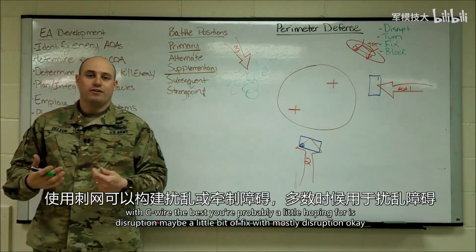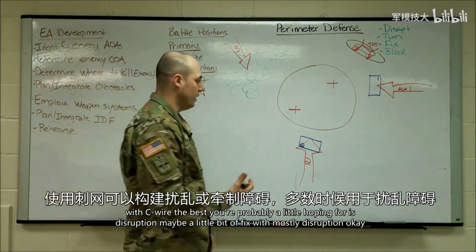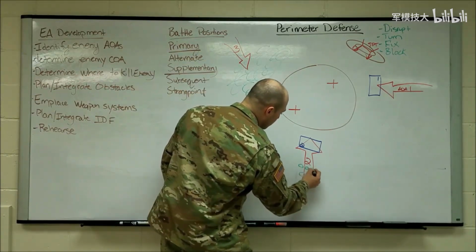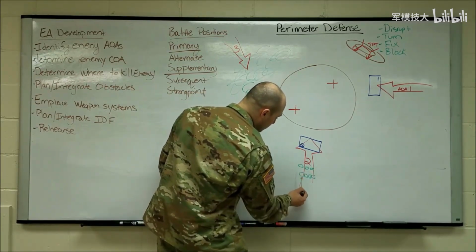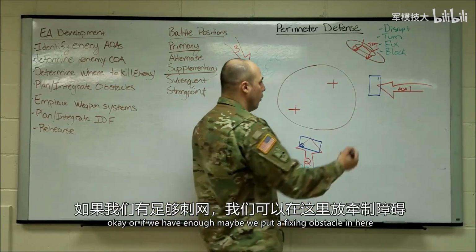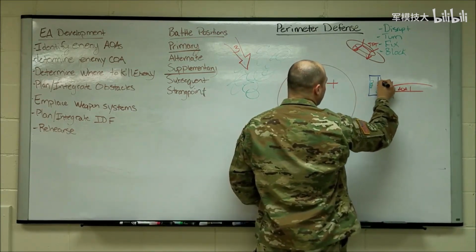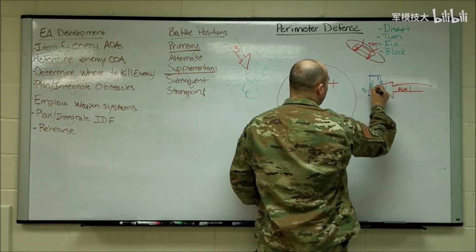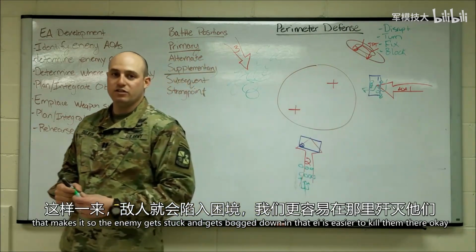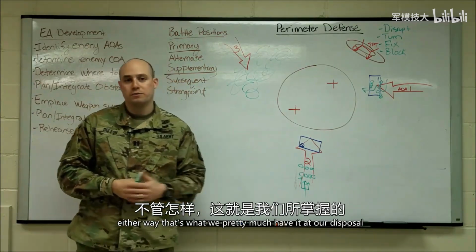With C-wire, the best you're probably hoping for is disruption. Maybe a little bit of fix, but mostly disruption, okay? If we had some, maybe we place some along the avenue of approach in order to disrupt. Or if we have enough, maybe we put a fixing obstacle in here. That makes it so the enemy gets stuck and bogged down in that EA, and it's easier to kill them there, okay? Either way, that's what we pretty much have at our disposal, all right?